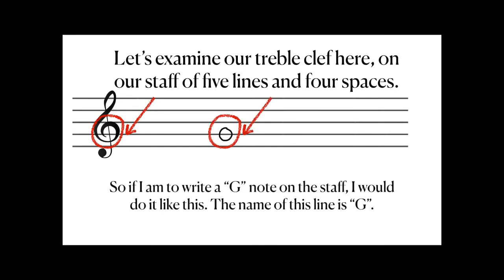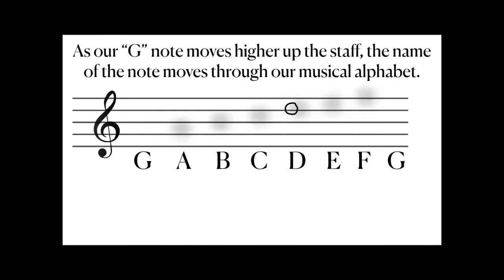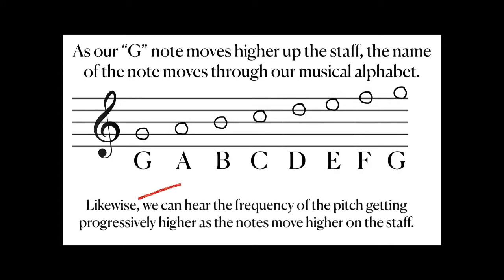So if I am to write a G note on the staff, I would do it like this. The name of this line is G. The name of this pitch, therefore, is G. As our G note moves higher up the staff, the name of the note moves through our musical alphabet: G, A, B, C, D, E, F, and G. These are the only letter names that we need when we're writing notes and labeling them.